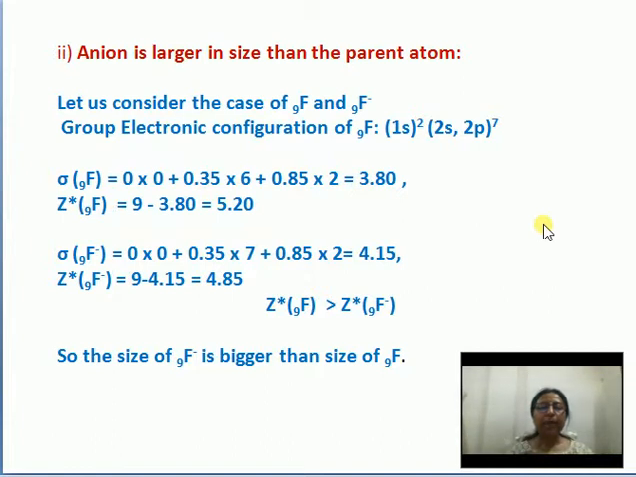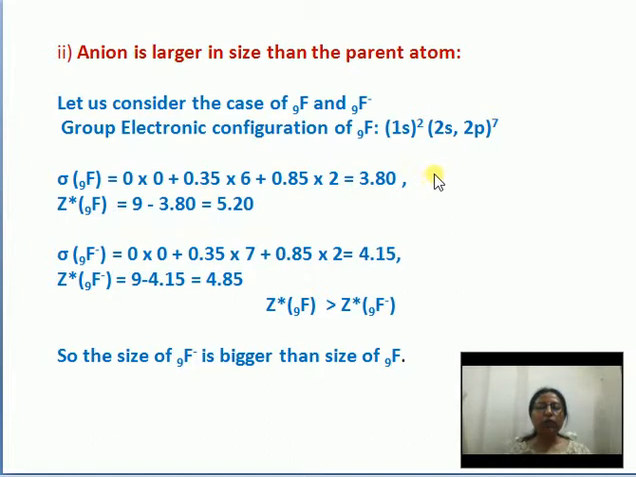Likewise, we know if an anion is formed, as the number of electrons are getting added in the valence shell, the size of the ion will be more, because here the resultant nuclear charge felt by the anion will be less because of the presence of more electrons. This also we will be able to tell using Slater's rule.